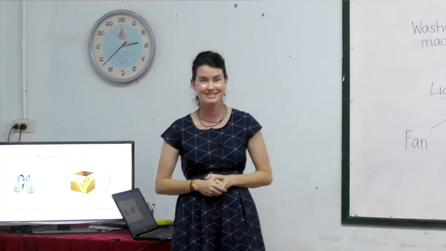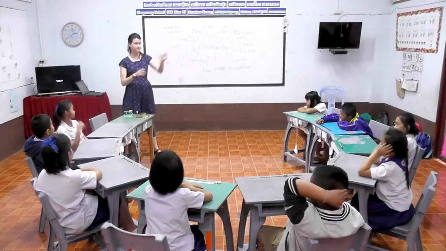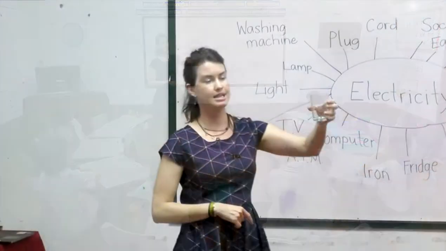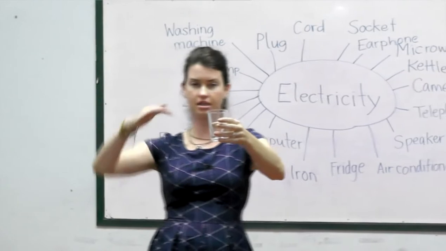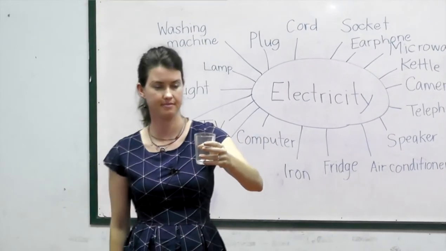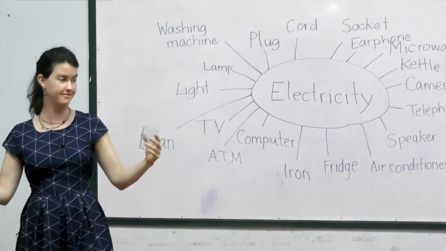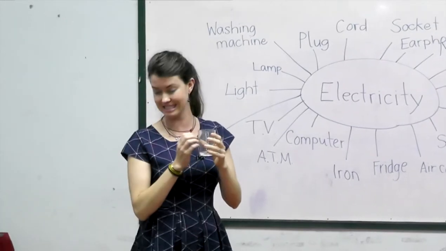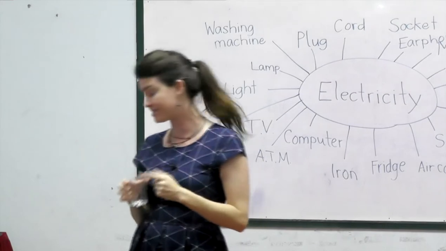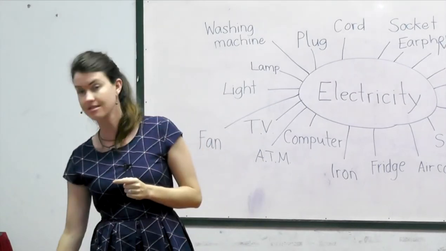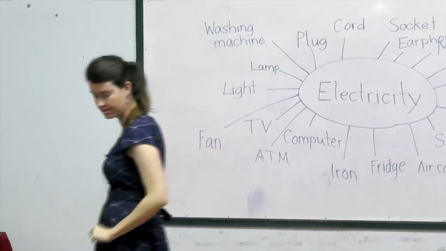Very good job, friends. Friends, take a look at this. What is this? Glass. Do you think this is a conductor or an insulator? Insulator. Why is it an insulator? Because it's made of glass. It's not made of metal, it's made of glass. So it's going to be an insulator. It will stop that electricity.